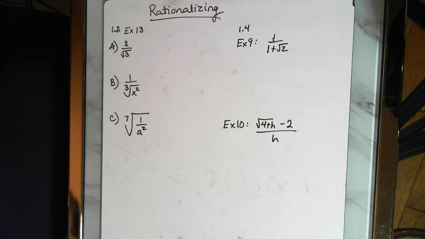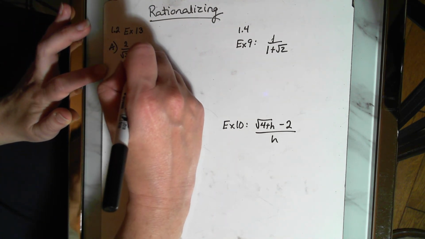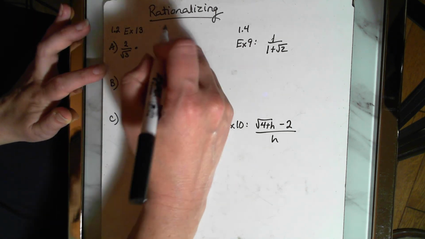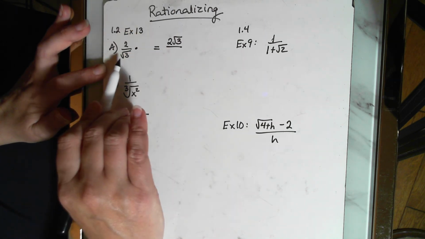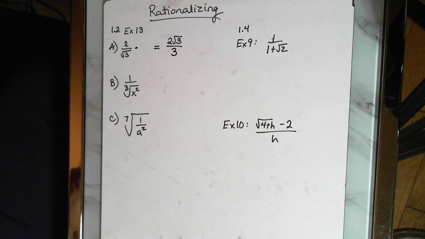Okay, so I'm going to start out with part A. My fast little trick for rationalizing is to simply just copy the square root to the numerator. So you have 2 times the square root of 3. And then in the denominator, you remove the square root symbol. Okay, so that is the rationalized version of this.